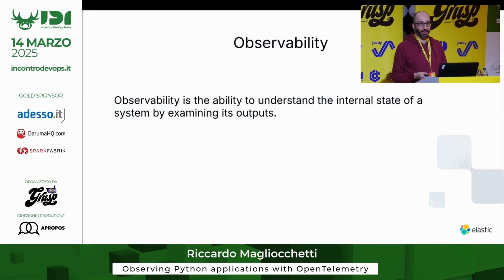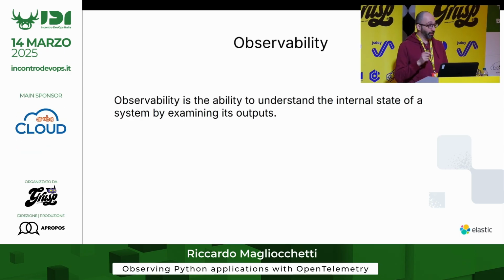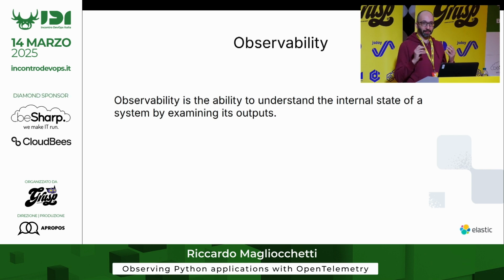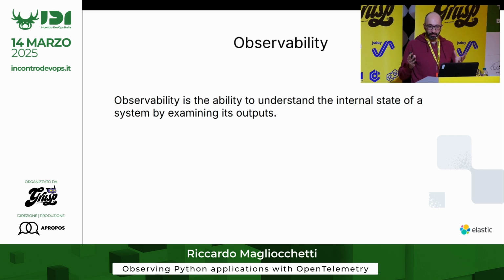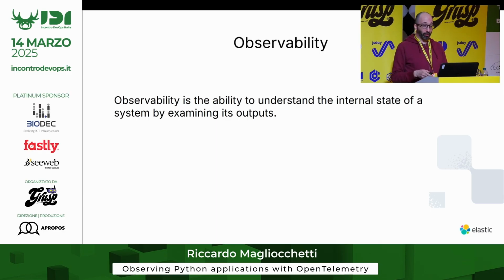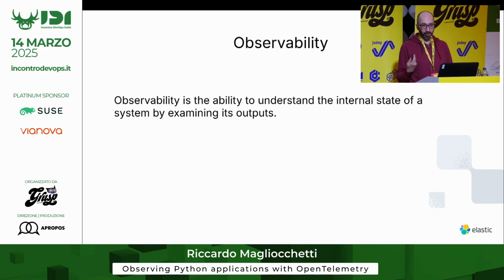So, observability is the ability to understand the internal state of a system by examining its outputs. This means being able to understand a software system by looking at the telemetry data it exports. In other words, unless you have a crystal ball, you need data to have a clue on what and how our services are doing.